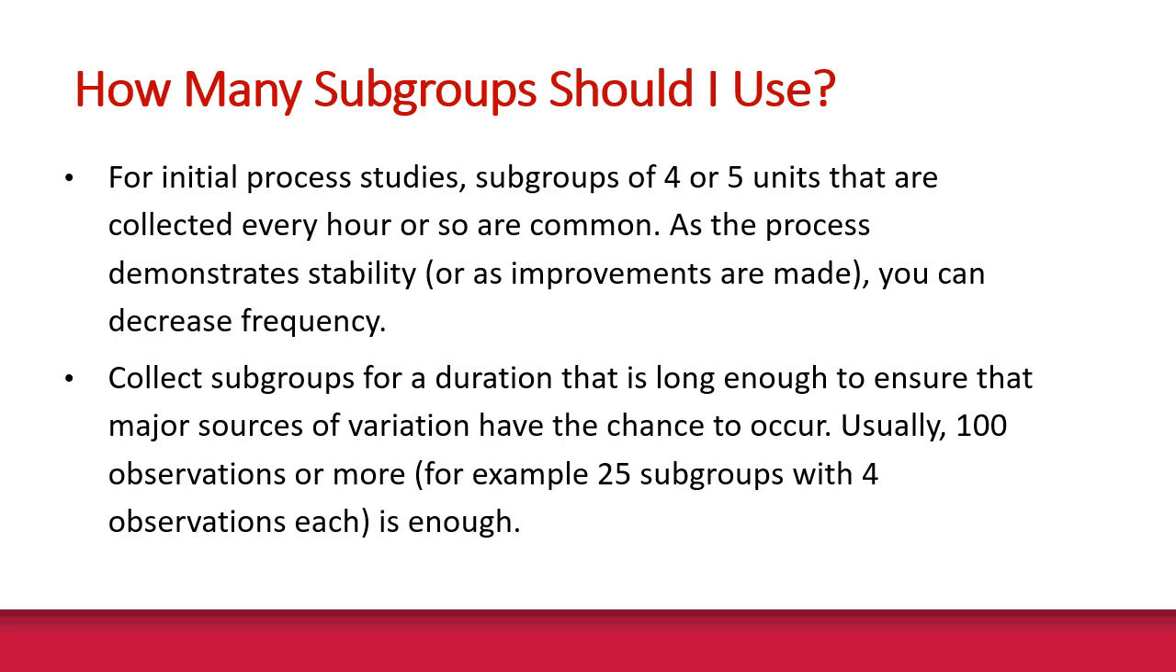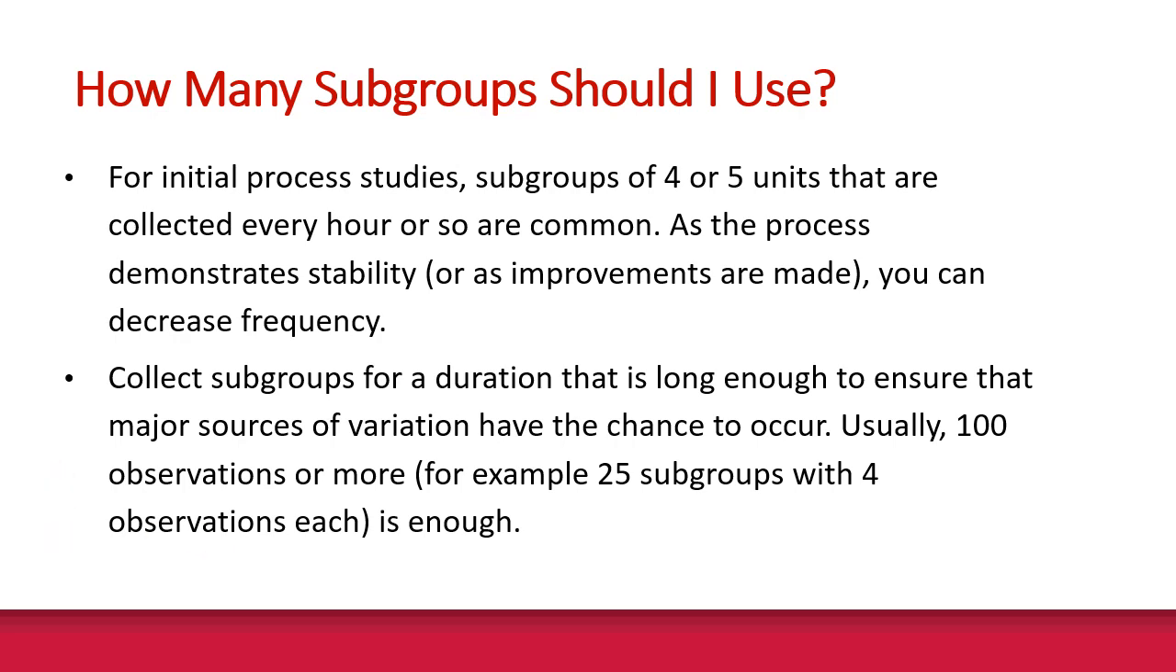So how many subgroups should we use? When you're initially setting up control charts, subgroups of 4 or 5 collected every hour are pretty common. Then as the process demonstrates stability, or as improvements are made, you can decrease the frequency. Maybe you do them every other hour, or every shift you select a sample from the population. Basically, you want to collect subgroups for a duration long enough to ensure that the major sources of variation have the chance to occur. So usually 100 observations or more is enough.